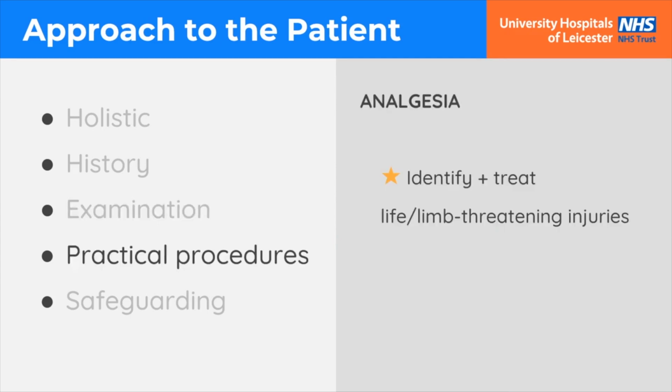When we're thinking about practical procedures in this context, priority 1, if we've got a potential injury, is analgesia. And it's very easy to forget this in cases that take a safeguarding turn. Likewise, in the emergency setting, our priority is to identify and treat life and limb-threatening injuries. And whilst we may recognize safeguarding concerns, subsequent escalation and investigation is a multi-agency process and not left exclusively to the ED.